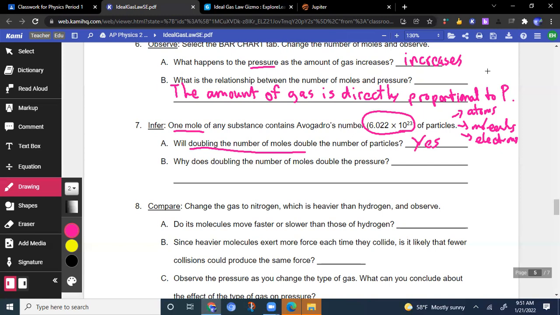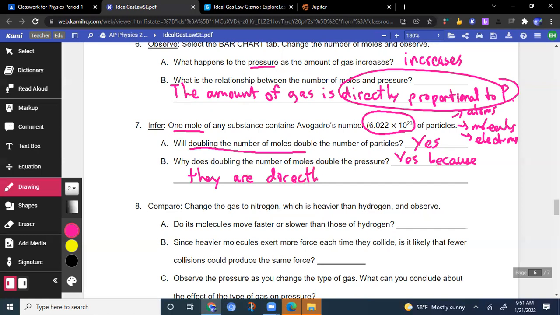Does doubling the number of moles double the pressure? Guys, they're directly related. Yes, because they are directly proportional.